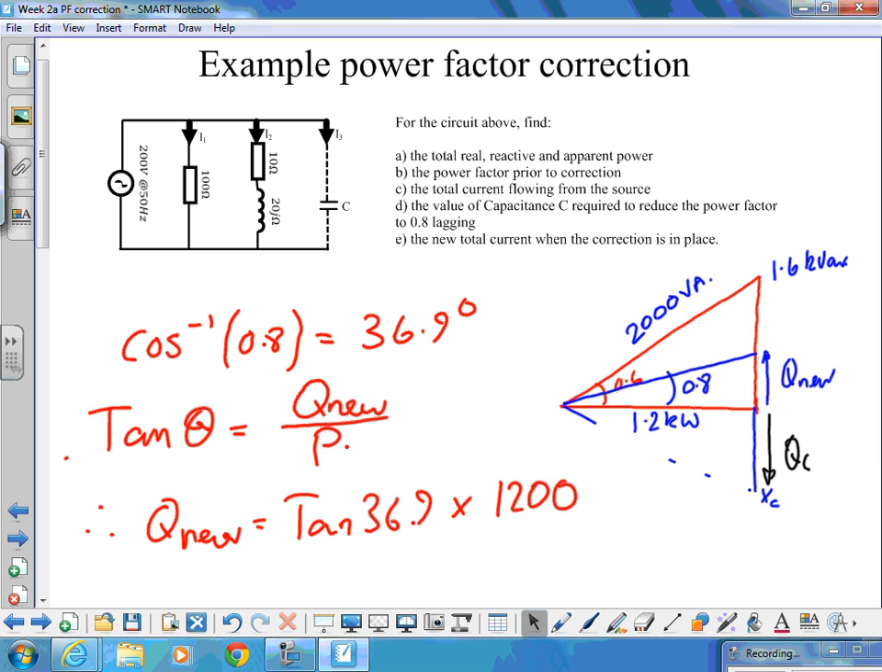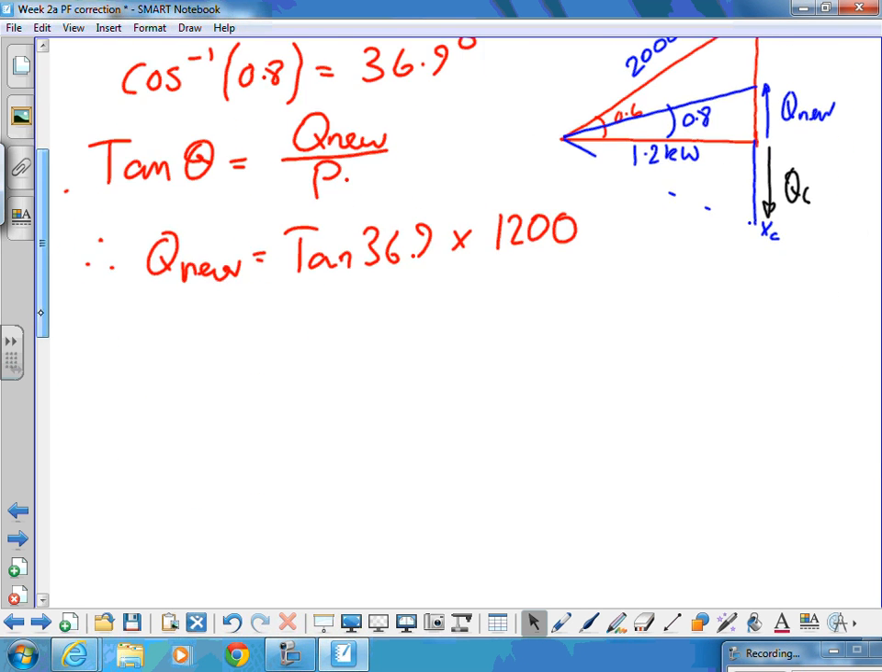You'd think to move the board down on it. What did that come out at then, gents? Tan 36.9 times 1,200. What did it come out at? 901 var then. Yeah. Okay.